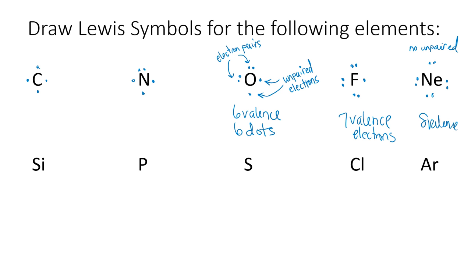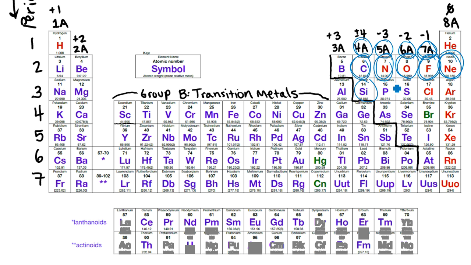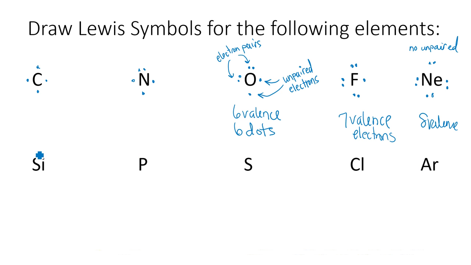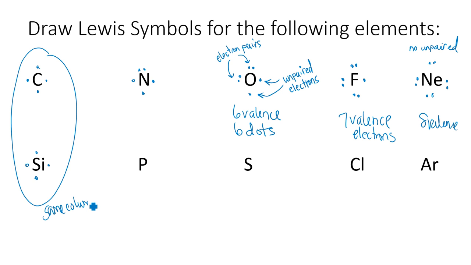The other thing you'll notice, if we go to the second row, silicon, phosphorus, sulfur, chlorine, we will notice that these elements are all just right below those other elements we already drew. So silicon, like carbon, also has 4 valence electrons. If it has the same number of valence electrons, it's going to have basically the same Lewis dot structure. So we'll find here that things that are in the same column on the periodic table have the same valence electrons. Therefore, they're going to have the same Lewis dot structure.